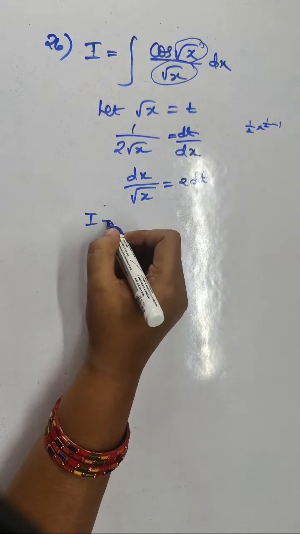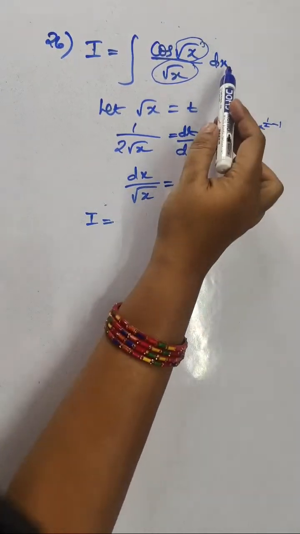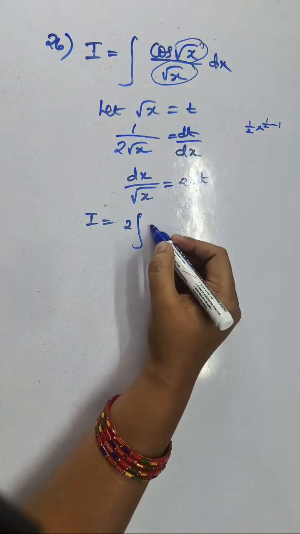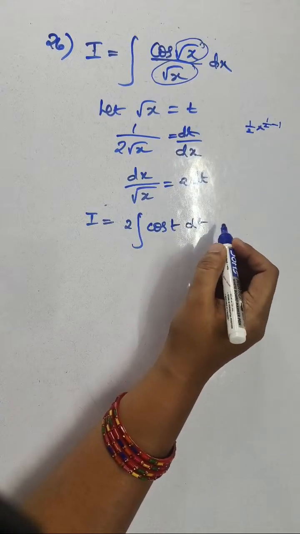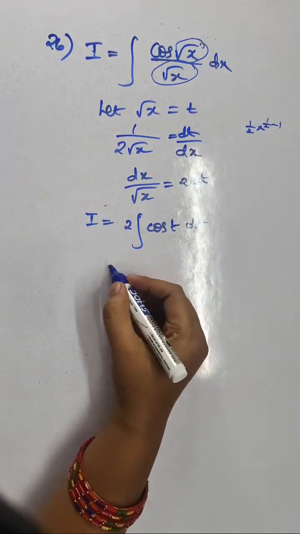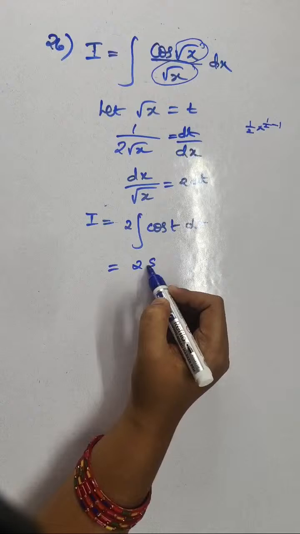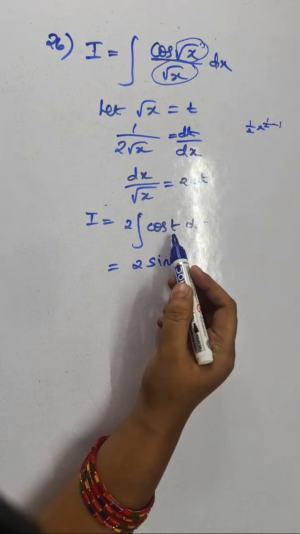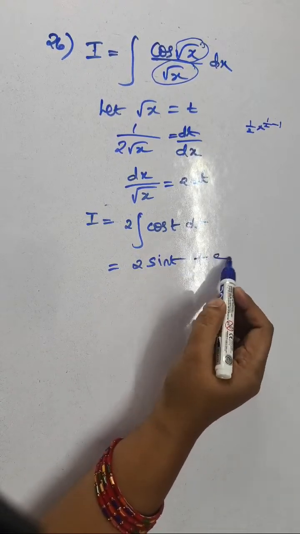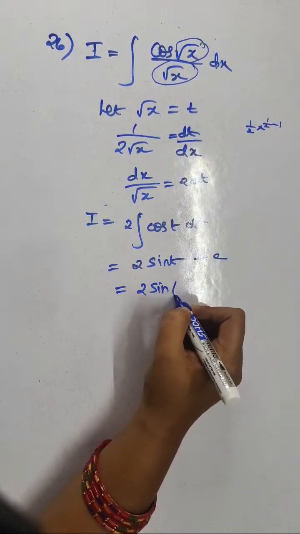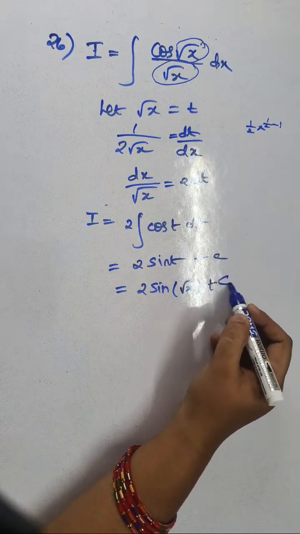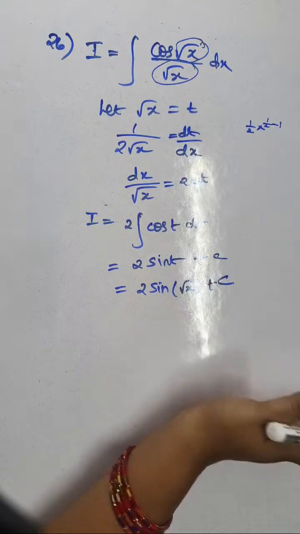So the given question can be written as I equal to, in place of dx by root x, you can write it as 2 into dt. In place of root x, you can write it as t. So the given question can be simplified as 2 into integral cos t dt. And we know the integration of cos is sine. Since we don't have any coefficients here, it is 1. So it is just 2 sine t plus c. In place of t, we will replace the term whatever we have taken. So the answer is 2 sine root x plus c. This is the final answer.